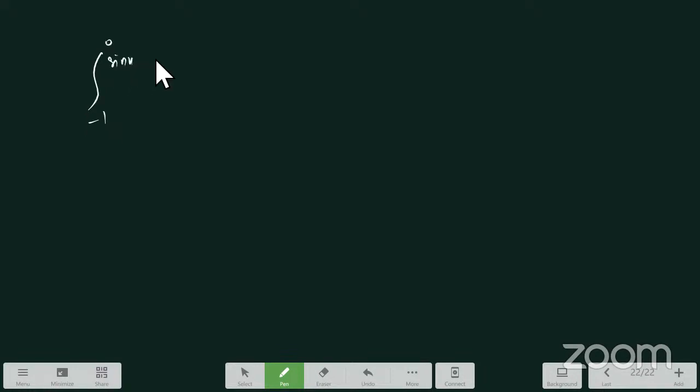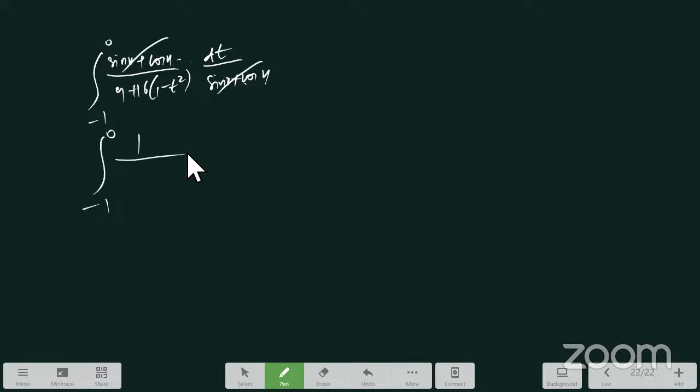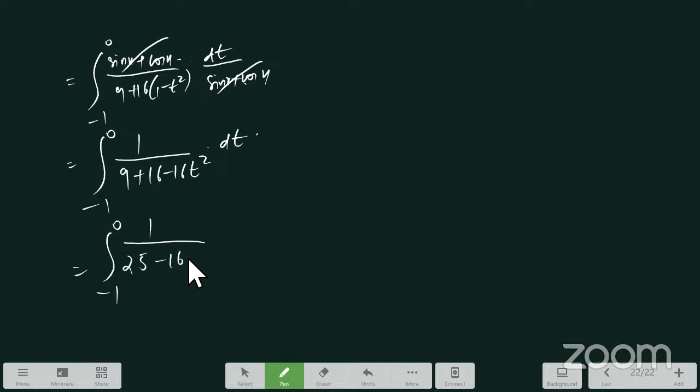Sin x plus cos x right now as it is, divided by 9 plus 16 into this is 1 minus t square. Correct now? And what is dx? dt by sin x plus cos x. Now this gets cancelled, limits has been changed. So that is minus 1 to 0, 1 by 9 plus 16 minus 16 t square dt. Minus 1 to 0, 1 by 25 minus 16 t square dt.